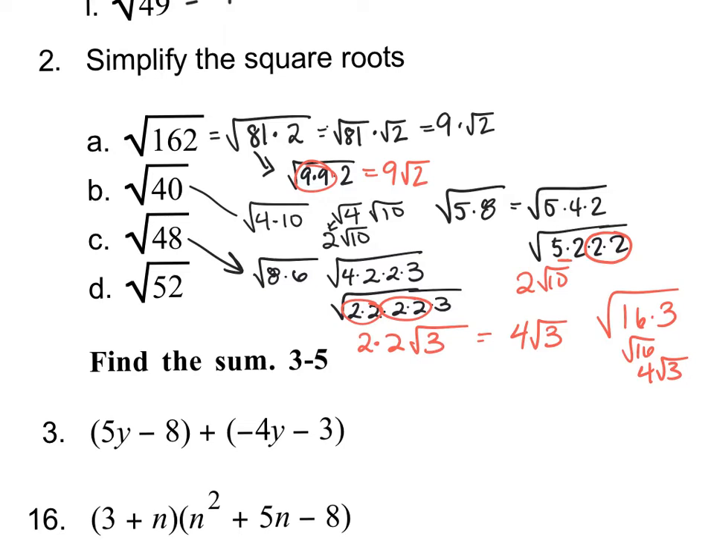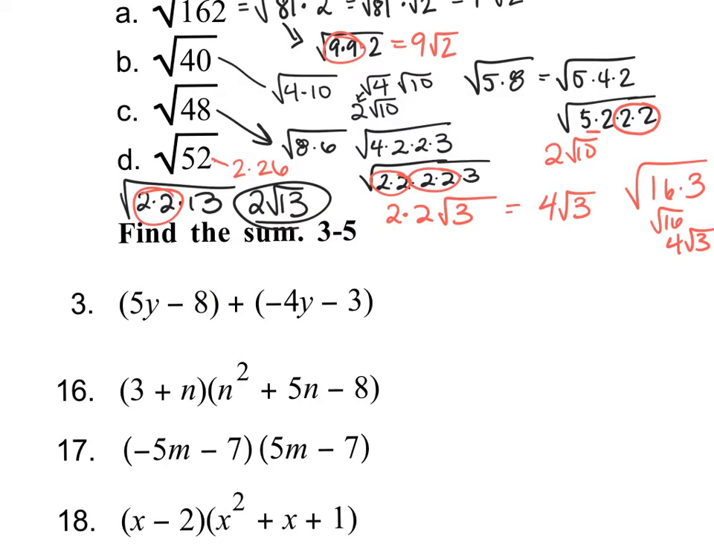And then 52, well, 52 is divisible by 2, so that's 2 times 26. And 26 is 2 times 13. And so there's my pair of 2's. So this pair of 2's comes out as 2 square root 13. Okay, and that's how we simplify that.